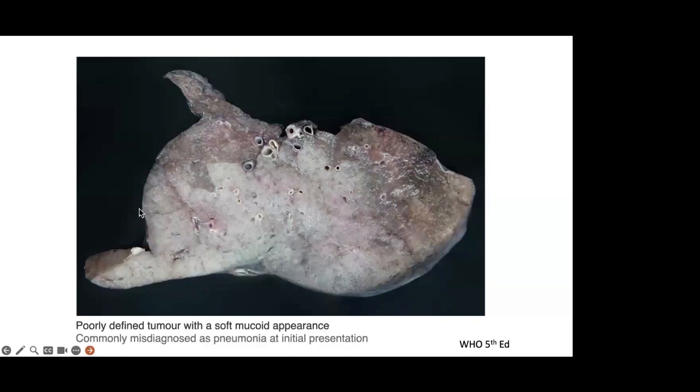This picture I've taken from WHO, where on gross there is no solitary tumor. This is all consolidation or mucoid appearance. So it looks like pneumonia. It looks like some organizing pneumonia or something else, but not tumor. And these patients ooze mucin and then they cough mucin. That is why they often present with bronchorrhea.